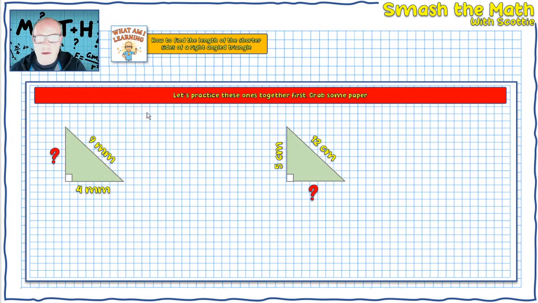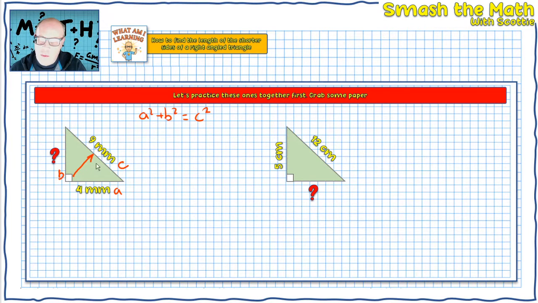So just like finding C, or the hypotenuse, we write our formula out. I wonder if you can remember it. So it's a squared plus b squared equals c squared. Okay, that's our Pythagoras' theorem. Then we're going to label our triangle as always. Find C first, or the hypotenuse. Remember, that's opposite the right angle. So that's C. And remember, the other two, we can label them what we want. So we've got A and B.